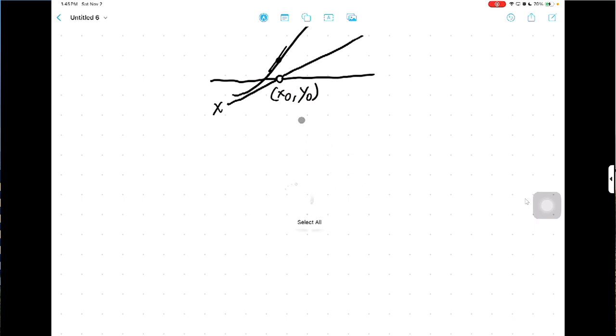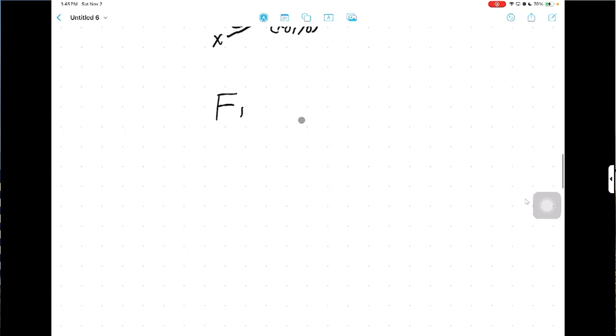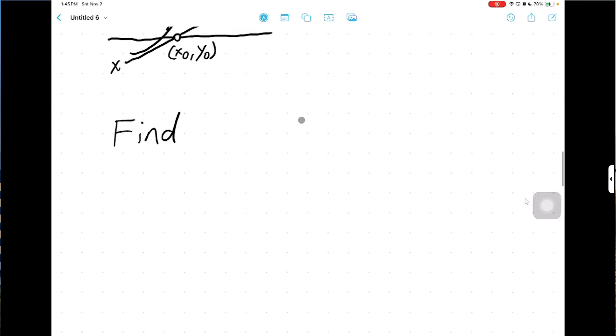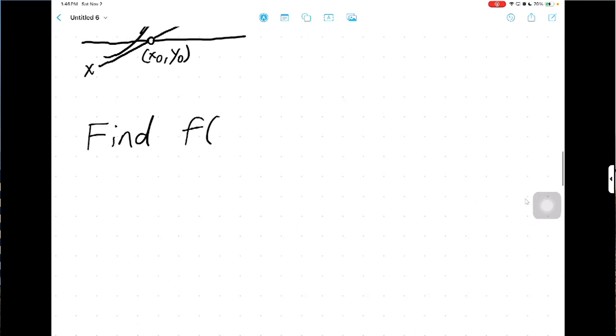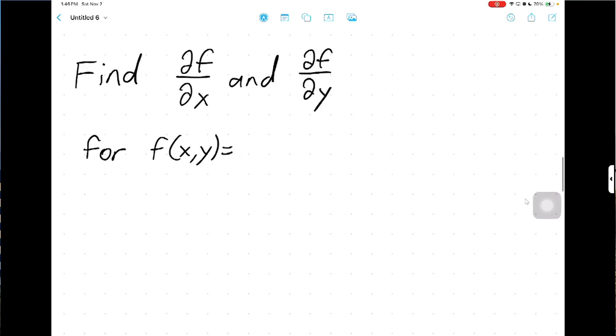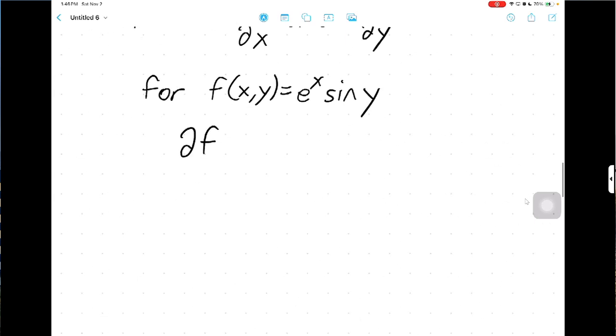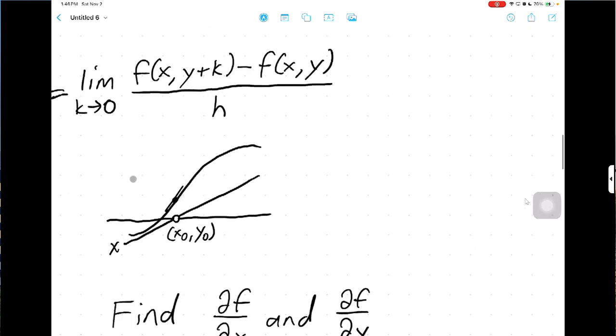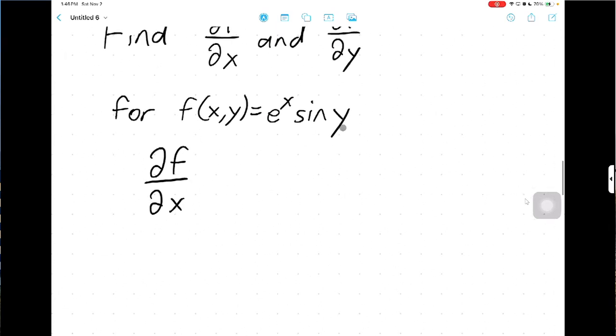So what does that specifically mean in terms of actually computing these? So let's just find a partial derivative of a function, just to get the point across. So I'm going to say find the partial derivative with respect to x and the partial derivative with respect to y for f of x, y is equal to e to the x sine y. So for partial derivatives, from what we learned earlier, we're essentially holding the other variables constant.